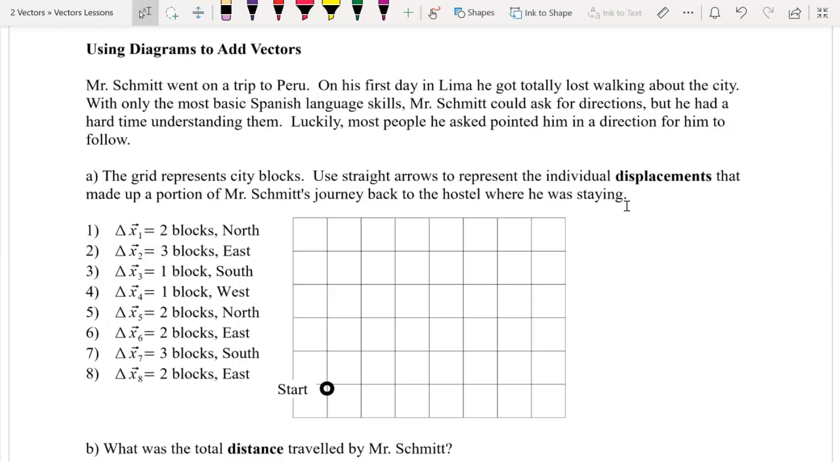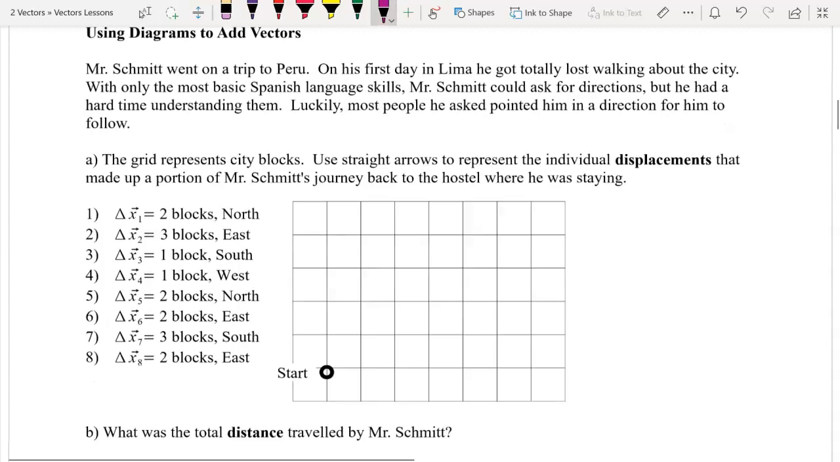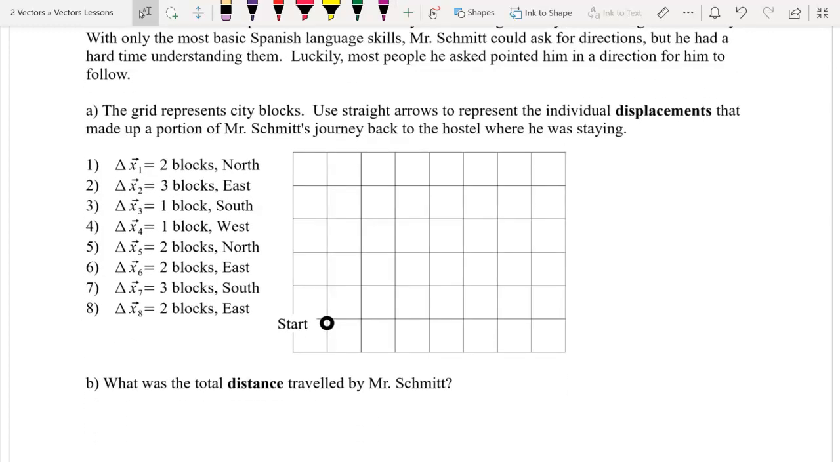Okay, let's retrace Mr. Schmidt's steps around the city. Here we have a series of displacements. So we're going to travel 2 blocks north. This is delta x1. Then we'll travel 3 blocks east, delta x2. Then 1 block south, delta x3. 1 block west this way, delta x4.